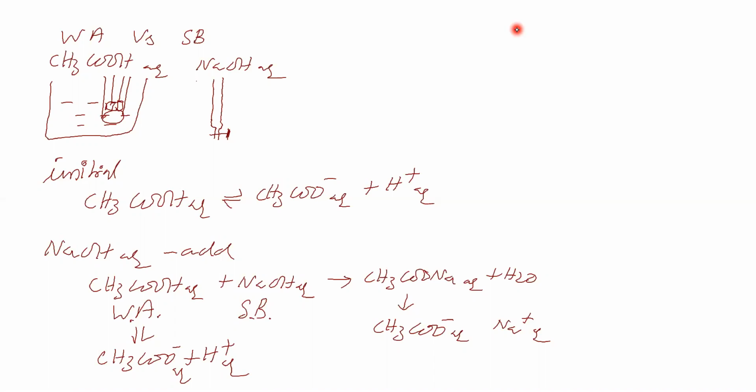So think that initially, in this vessel, only acetic acid solution is there. This acetic acid undergoes partial ionization to give acetate ions and H plus ions. That means in this vessel initially there are some number of H plus ions, some number of acetate ions, and some number of undissociated acetic acid molecules.